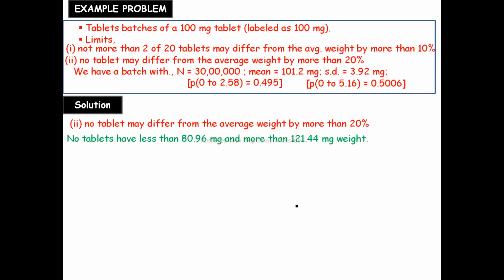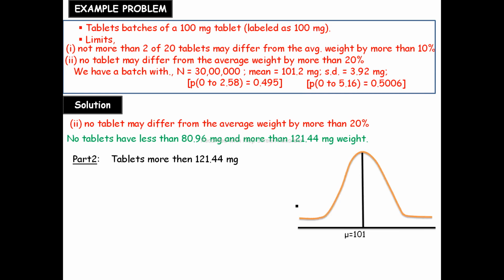Okay, now similarly we'll calculate this for part 2: tablets that are weighing more than 121.44 mg. Again we'll make a normal distribution curve. The mu value is 101.2. Now the weight of the tablet is 121.44 mg. Is this weight less than the mean or more than the mean? Yes, it is more than the mean. So you need to make a line at the right hand side. Now the weight of the tablet is more than 121.44 mg, so you need to select an area which is more towards the right hand side.